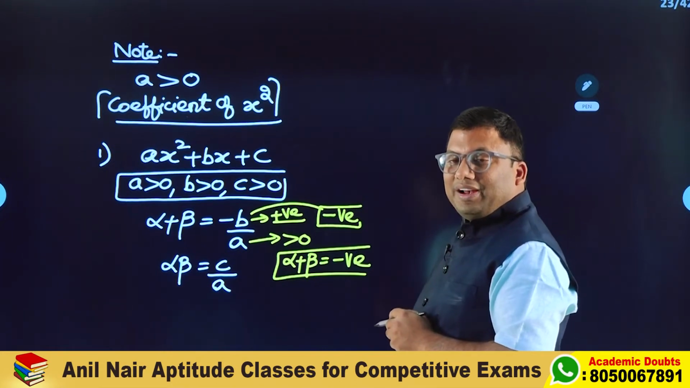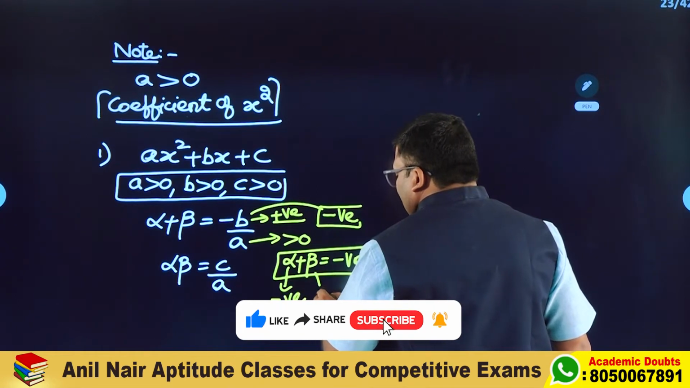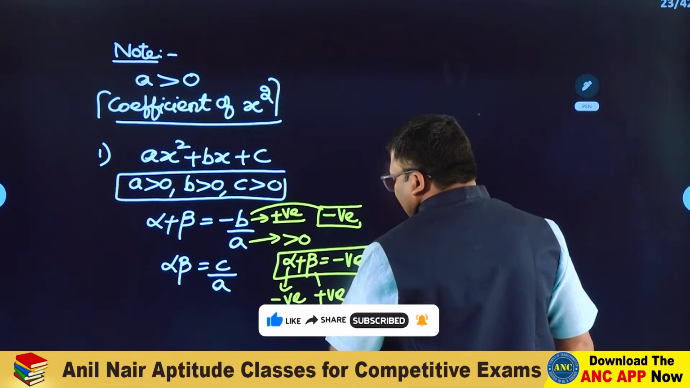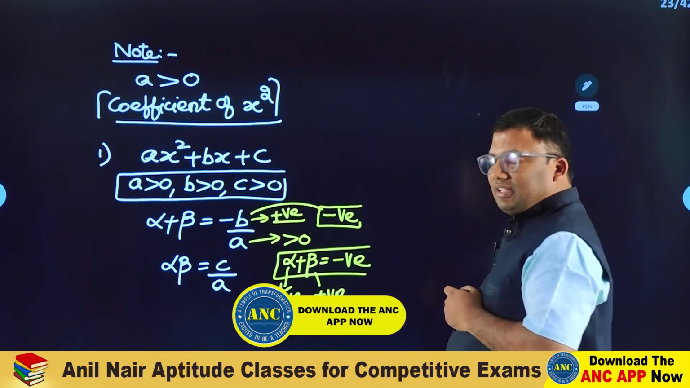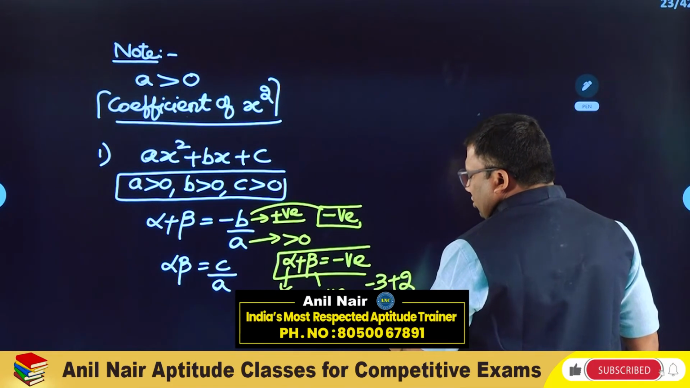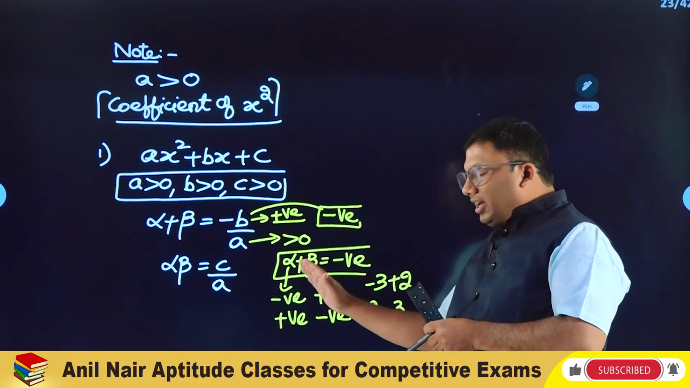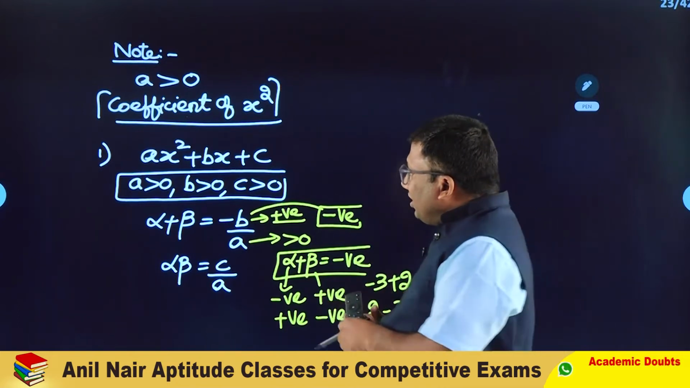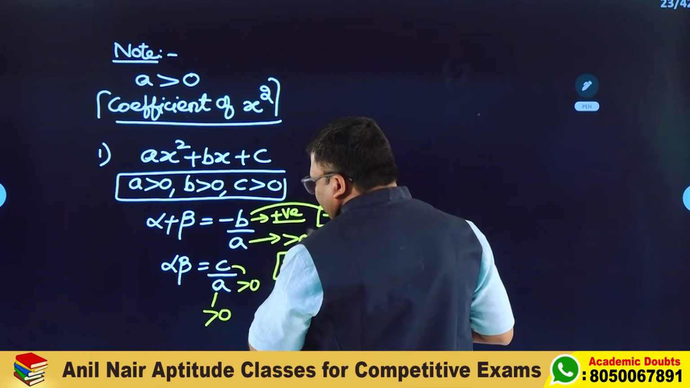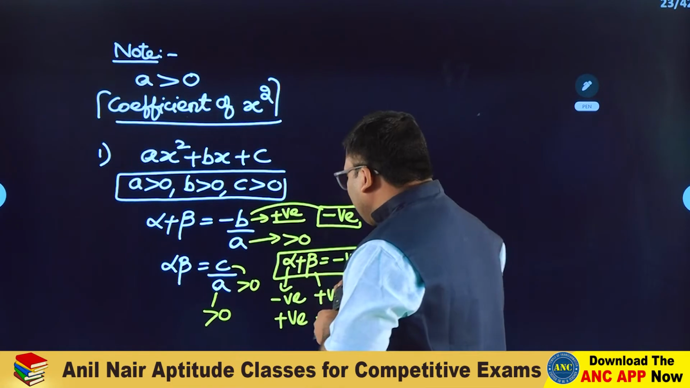When the sum of two values is negative, then one is negative and the other is positive, not equal to each other. Minus 3 plus 2 or 2 minus 3, in both the cases it is negative. One is negative, another is positive. A is positive, greater than 0. C is positive. A positive, B positive. Next one.